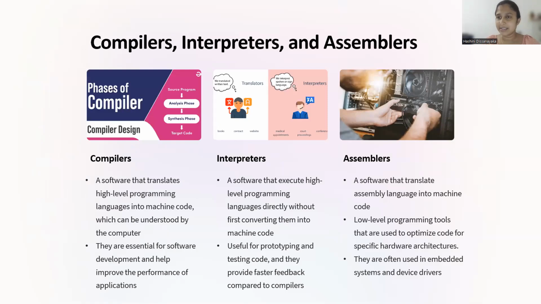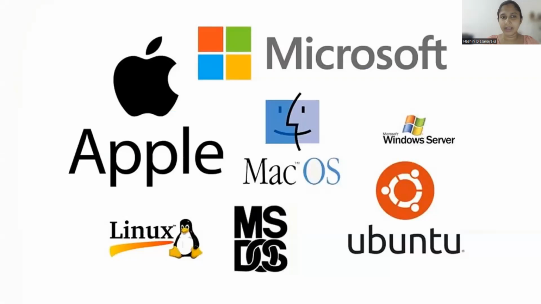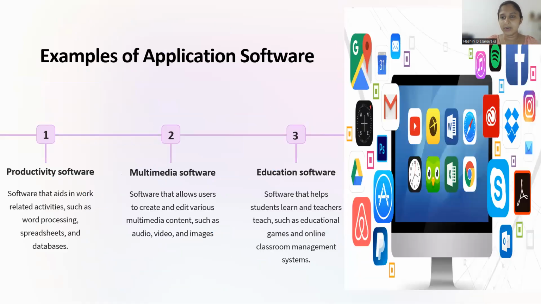Compilers, interpreters, assemblers, how they work, and what the duties of these software are under system software, and the features of system software. And you learned some examples regarding system software. And application software: those are the apps you can simply find inside your machines.